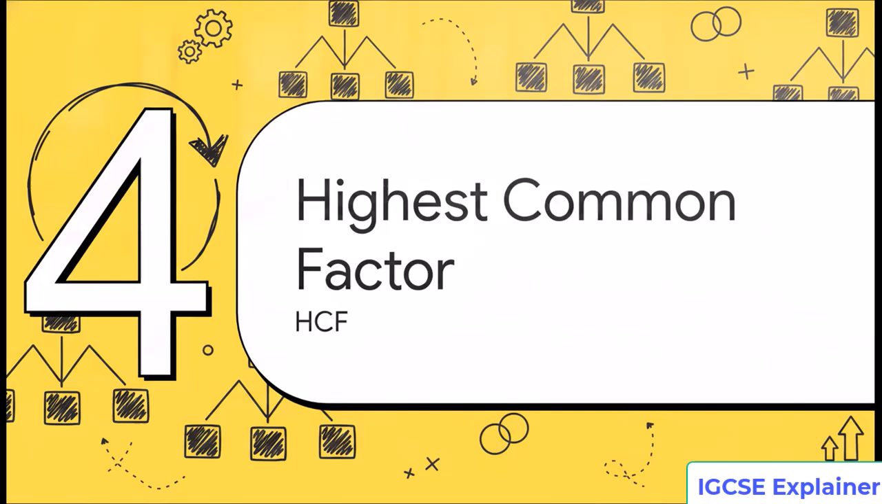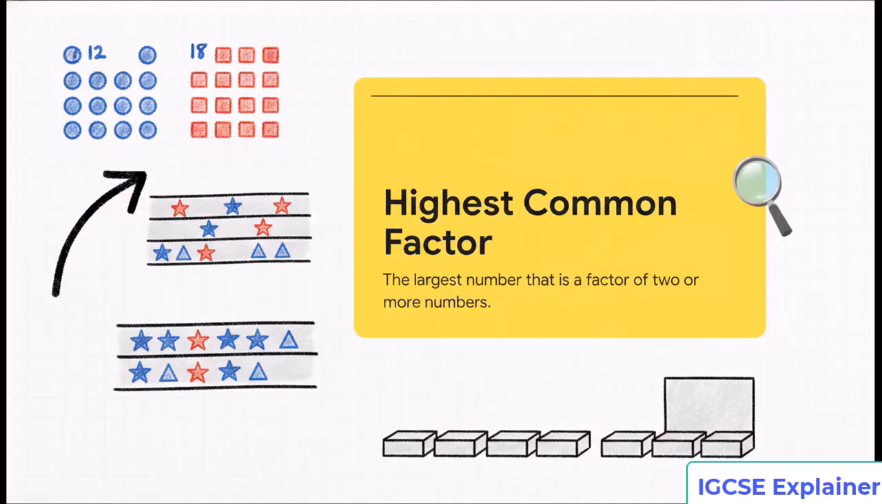Section 4. Highest common factor, or HCF. The highest common factor, or HCF, is exactly what it says on the tin. It's the largest single number that is a factor of 2 or more numbers, and just like LCM had that real-world superpower for synchronizing schedules, HCF has one too. You're going to use the highest common factor in real life when you need to split different quantities of items into the absolute largest possible equal groups or rows.